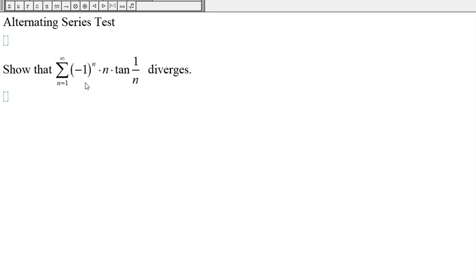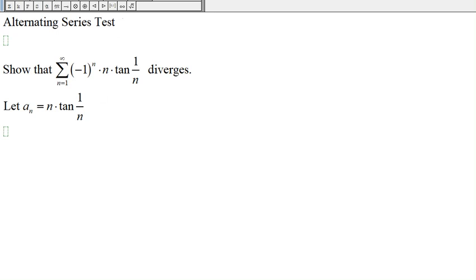Here we have the alternating series of n, negative 1 to the n times tangent of 1 over n. And we want to show that this alternating series diverges. And so let a sub n be the n times tangent of 1 divided by n.